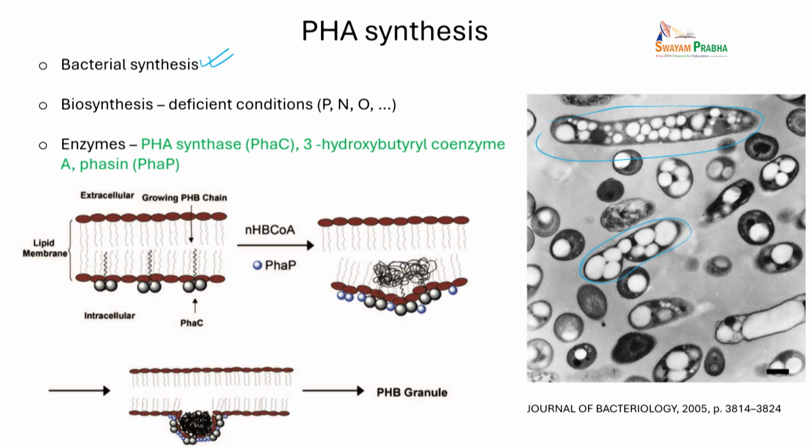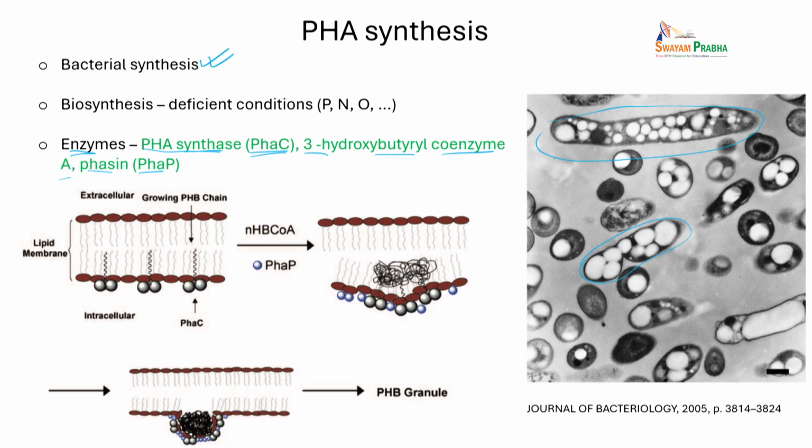PHA in those bacteria. Now in terms of the mechanism of how they form, it is found that there are about 3 enzymes that are relevant. So there is something called PHA synthase, in short it's written as PhaC, and there is something called 3-hydroxybutyryl coenzyme A, and then phasin. So these are the 3 enzymes that are known.